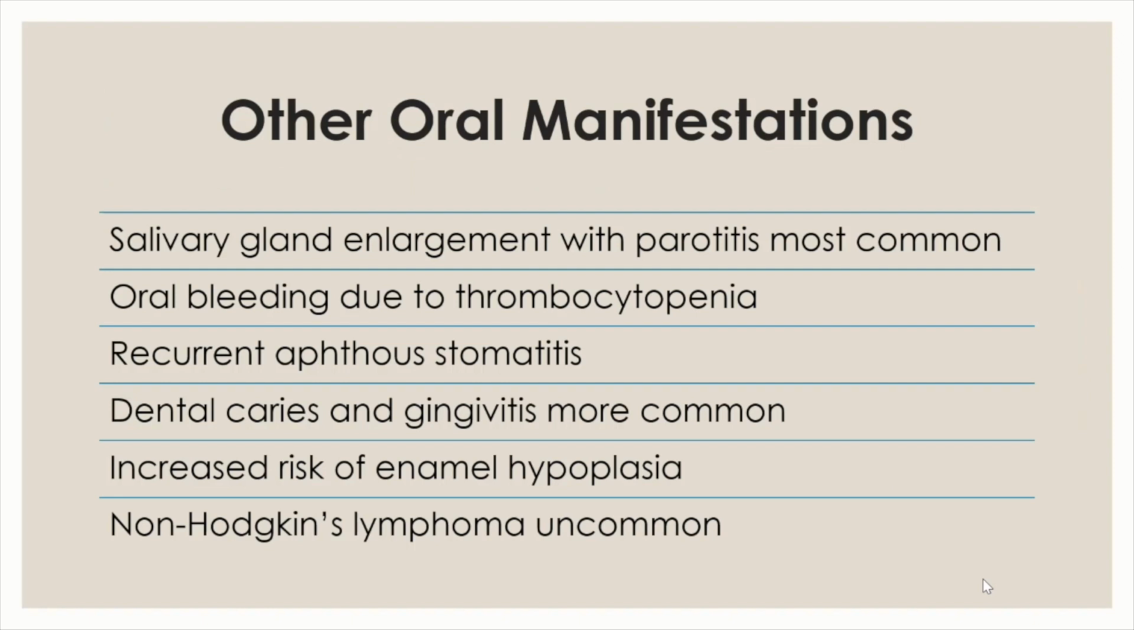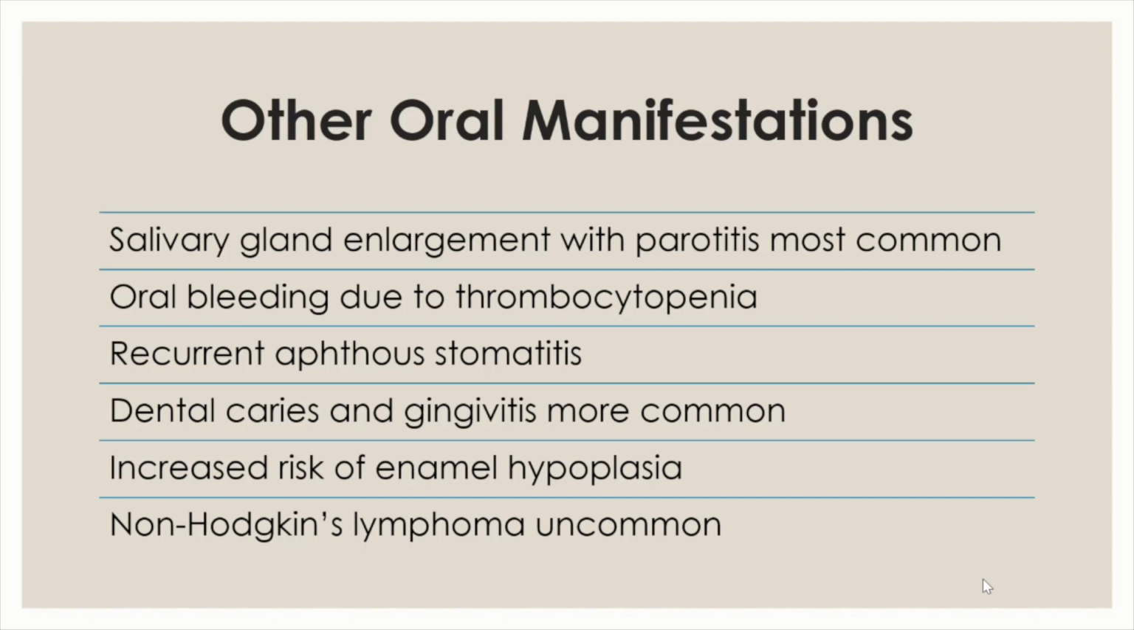Salivary gland enlargement with parotitis is most common. It occurs most frequently in pediatric than adult patients. It can be unilateral or bilateral and results in xerostomia and pain. Reduced salivary flow may also lead to pseudomembranous candidiasis and dental caries. Patients are also at high risk of oral bleeding because of thrombocytopenia.